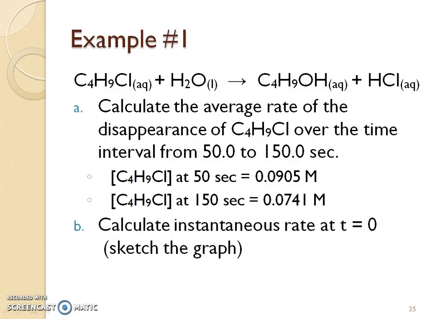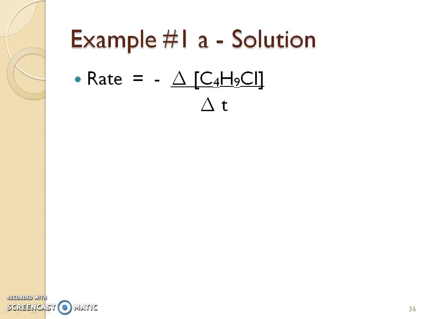So here's an example. See if you can read the example using the formula you just got and understand using the stoichiometric reaction. See if you can figure out A and B. And of course, for B, I'm going to give you some kind of graph. So A is like this, right?